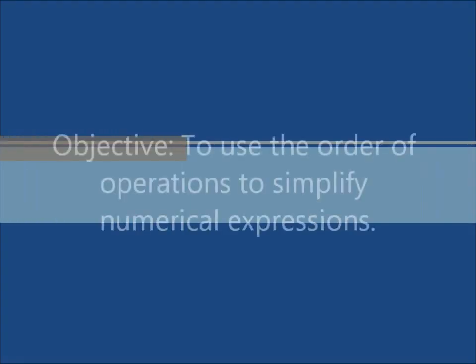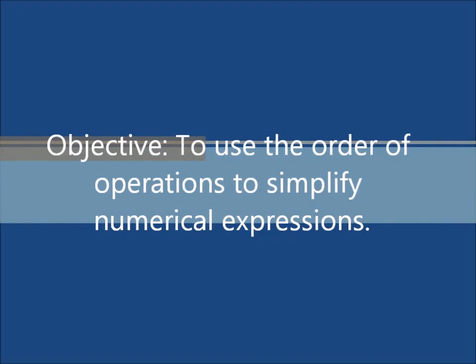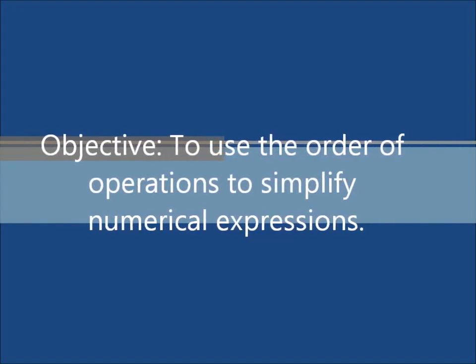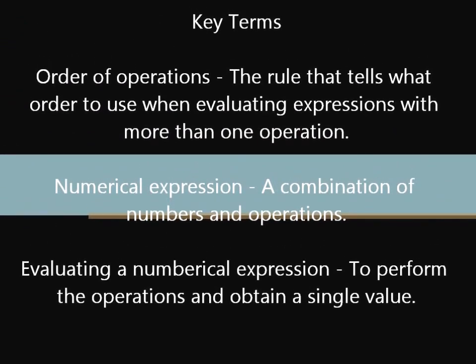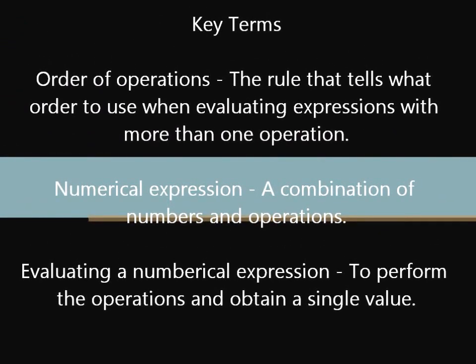Lesson 1.2. Our objective is to use the order of operations to simplify numerical expressions. Key terms. Order of operations: the rule that tells what order to use when evaluating expressions with more than one operation. Numerical expression: a combination of numbers and operations. Evaluating a numerical expression: to perform the operations and obtain a single value.